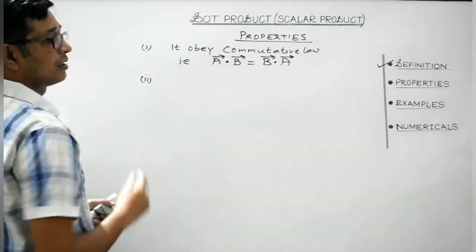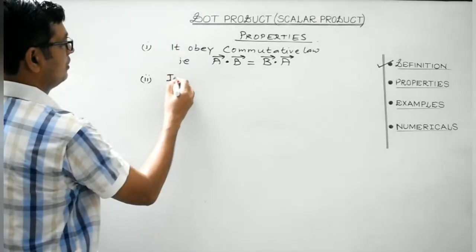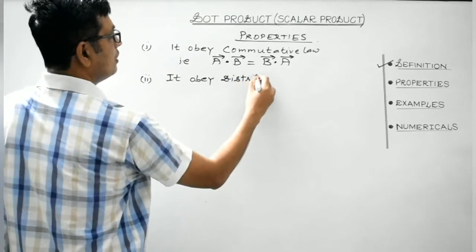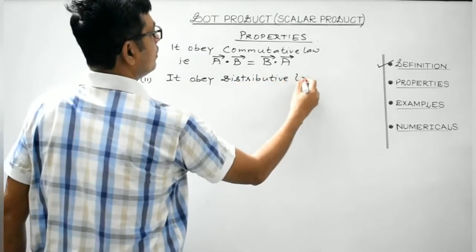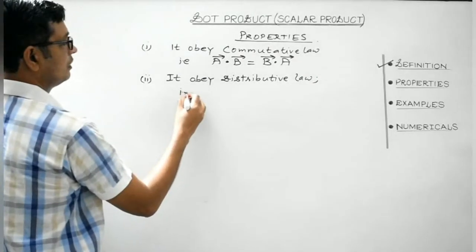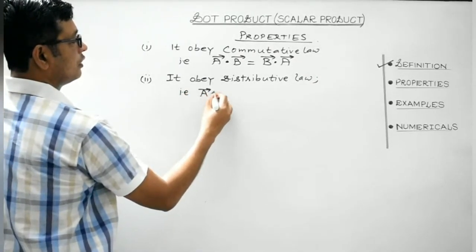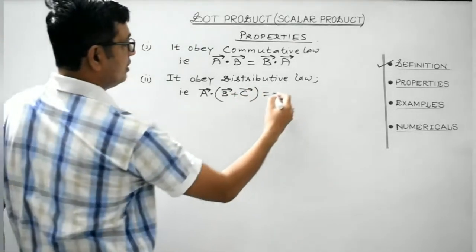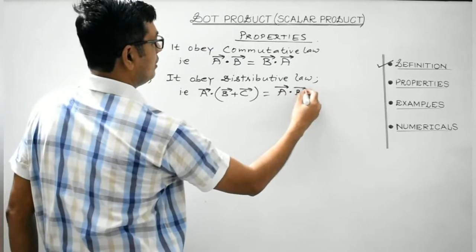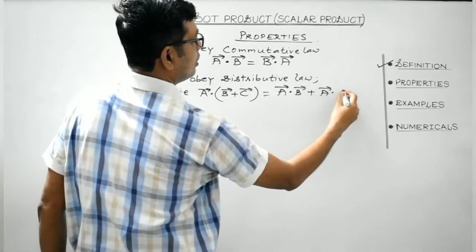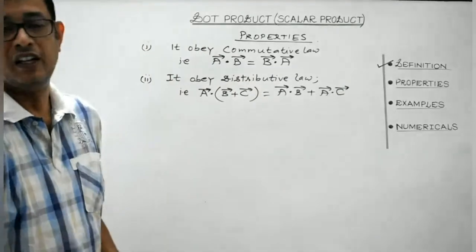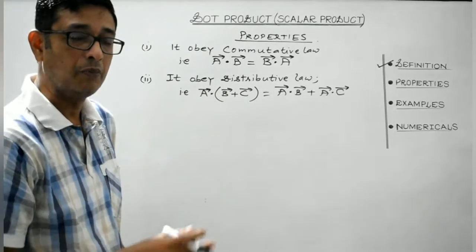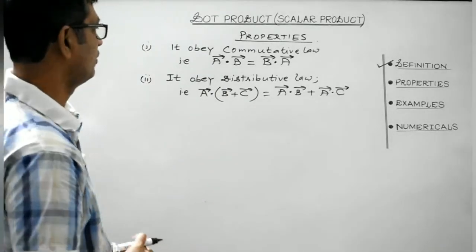Second is, it obeys distributive law. It also obeys distributive law. That is, A vector dot B vector plus C vector will be given by A vector dot B vector plus A vector dot C vector. This also we will prove mathematically, right? So dot product or scalar product obeys both commutative law as well as distributive law.